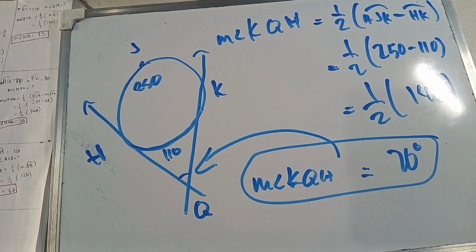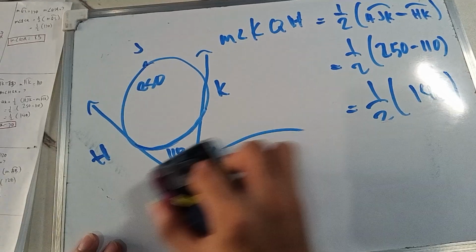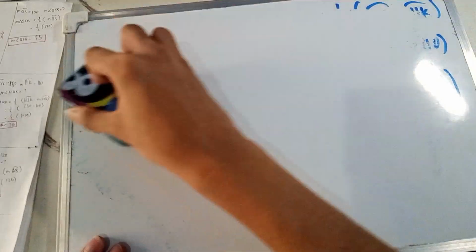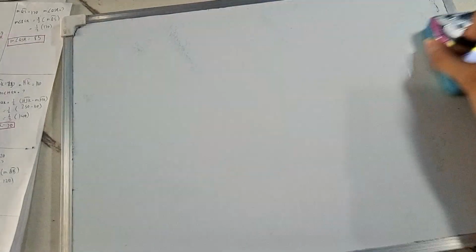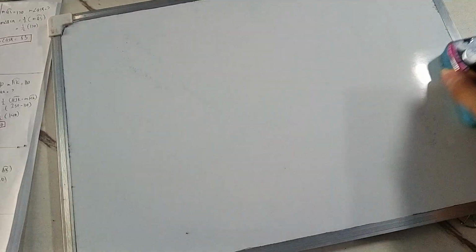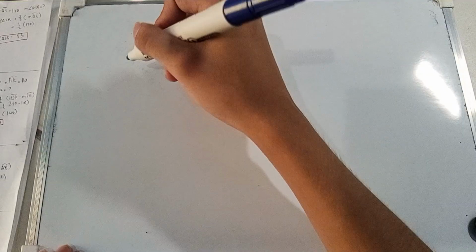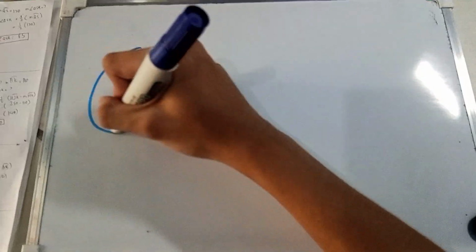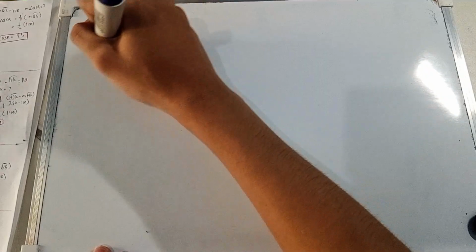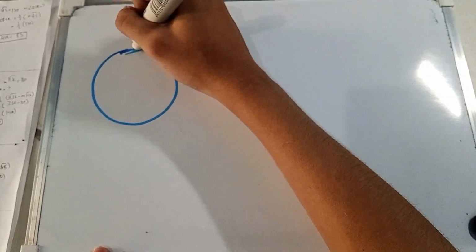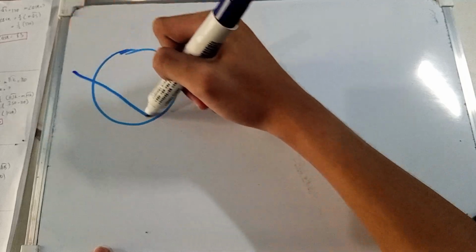Now for our last theorem, this involves the concept of the vertex or inscribed angle. So let's say we have a circle here. Again, let's have a circle here. Then two secants intersecting at the circle.